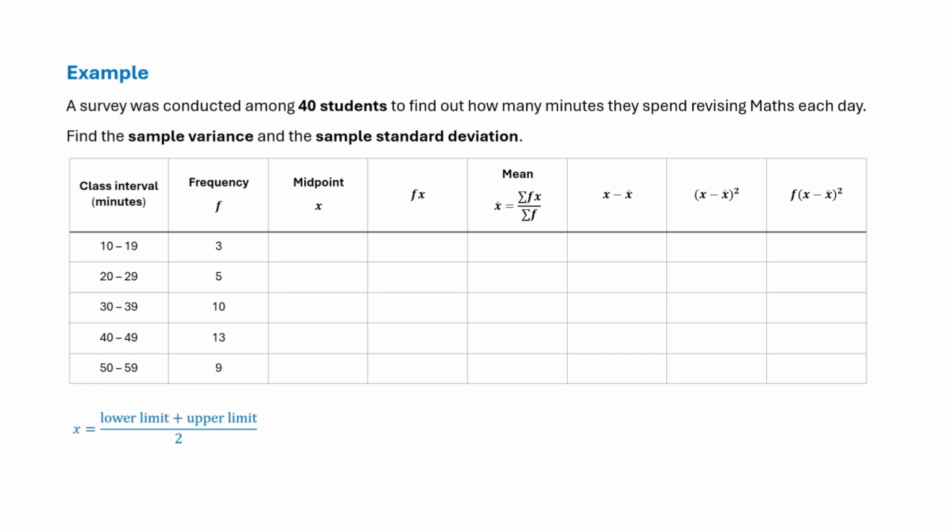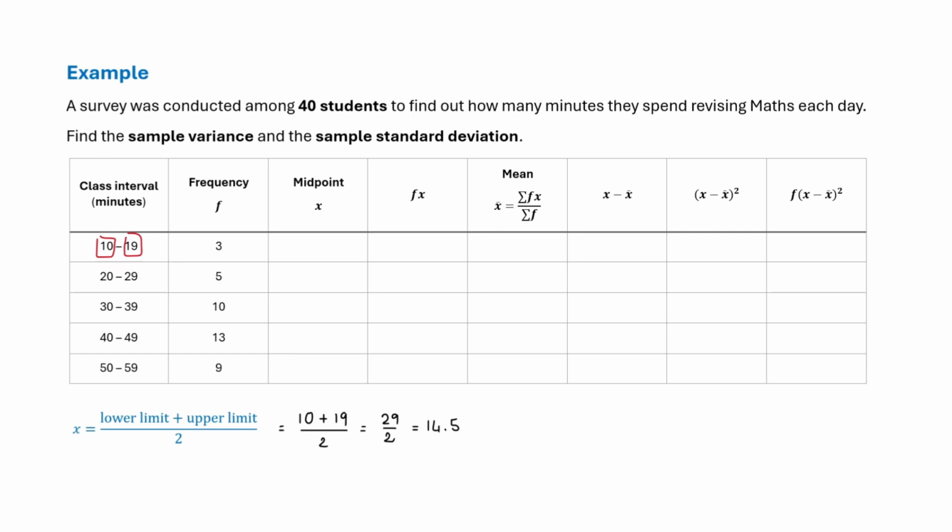We start by filling in the midpoint column. The midpoint is the middle value of each class interval. For the first class, the interval goes from 10 to 19. So we want the value exactly halfway between 10 and 19. To find it, we use the formula. x is equal to the lower limit plus the upper limit, all divided by 2. For the first interval, this gives 10 plus 19 divided by 2. 10 plus 19 is 29. 29 divided by 2 is 14.5.